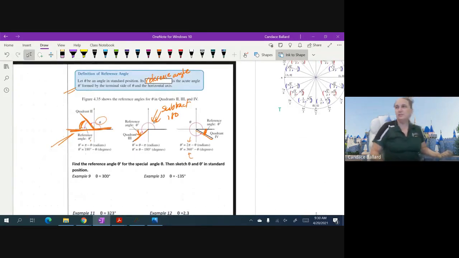which quadrant is 300 degrees in? Can you guys help me out? Is it in quadrant 1, 2, 3, or 4? So which quadrant is 300 degrees in? All right, nice work. It is in quadrant 4.